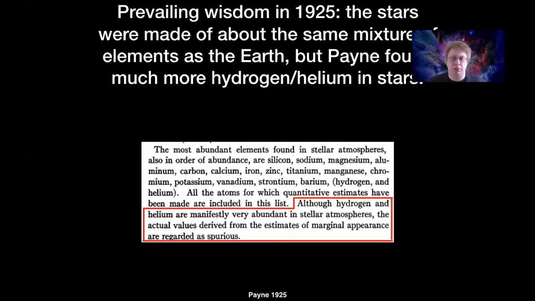The prevailing wisdom in 1925 was that the stars were made of about the same mixture of elements as the Earth was. So if you took the Earth and you ground it up into a powder, and you counted how many atoms of hydrogen you had, and how many atoms of magnesium, and how many atoms of silicon, and how many atoms of iron you had, the astronomers believed that that should basically be the same as what you would get if you did the same thing for the sun. And the only difference is that the sun was much hotter and therefore was made of gas and was glowing. But what Cecilia Payne found is that compared to the Earth, there was much more hydrogen and helium in stars.